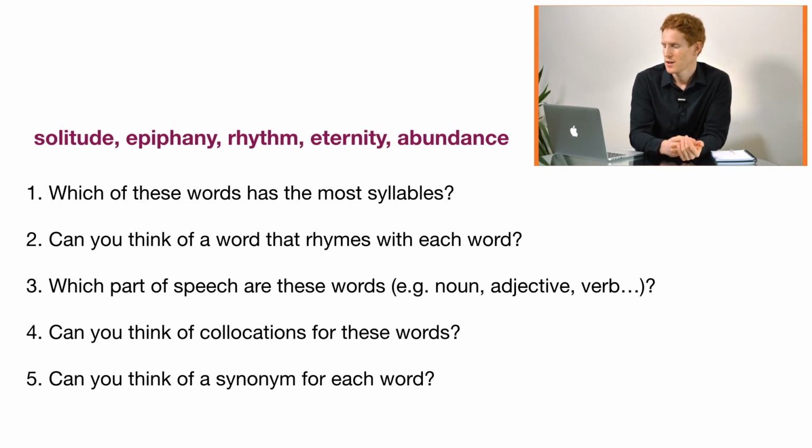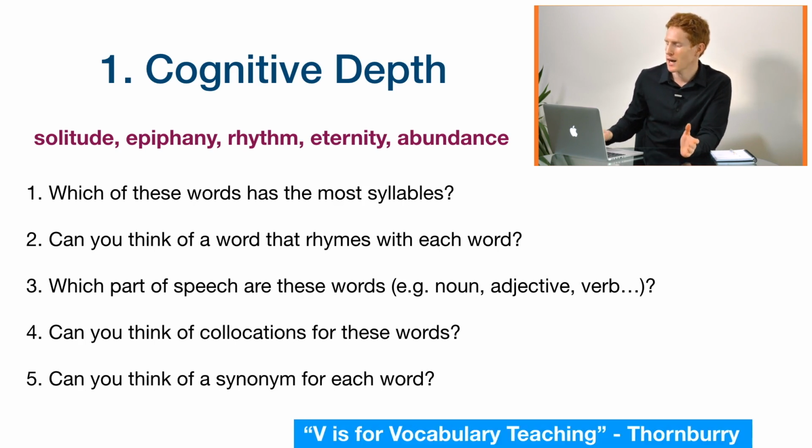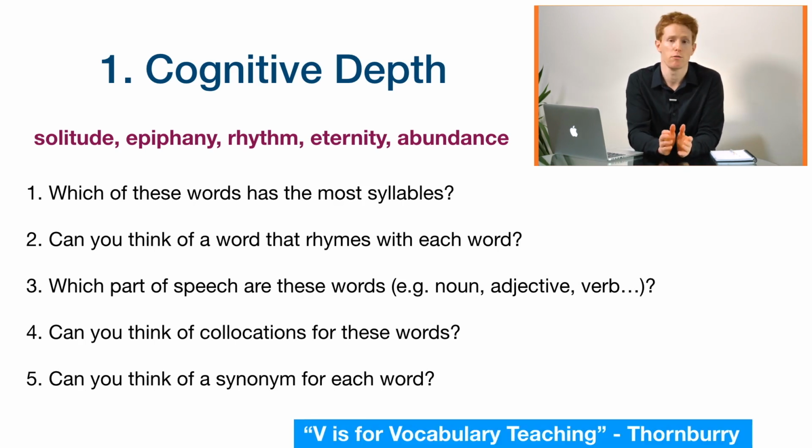Okay, so now that we've answered these 5 questions, I'm going to explain a little bit more about why this is a good idea. When you're answering these questions about the words you want to learn, you're changing from passive learning to active learning. Simply by answering these questions, you're having to think about the words, and that increases your chances of learning them. So this works on the principle of cognitive depth. And again, you can find out more about this by looking at Scott Thornbury's article, V is for Vocabulary Teaching.